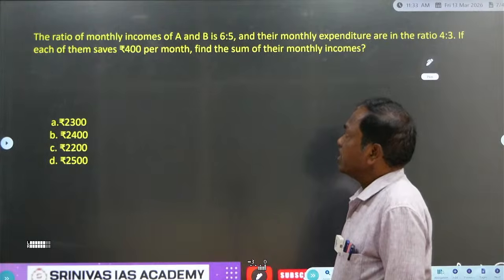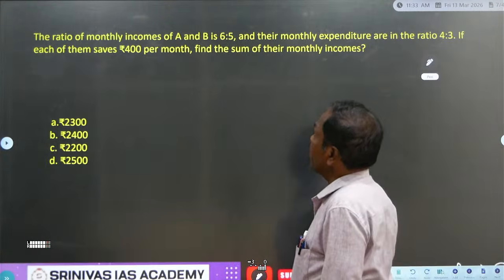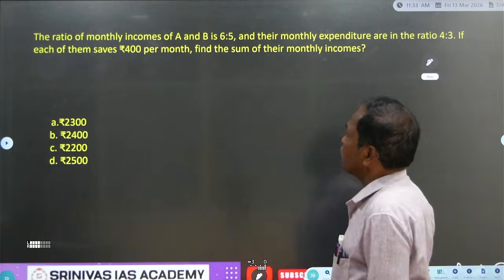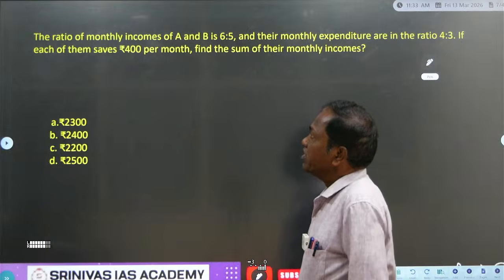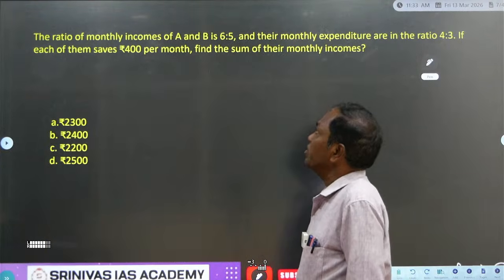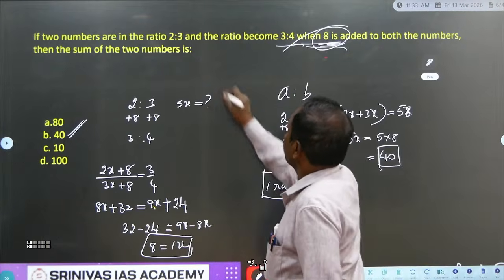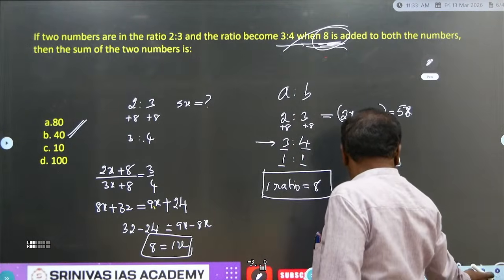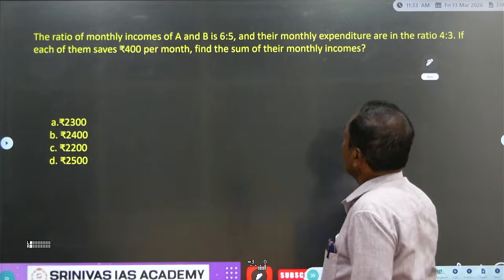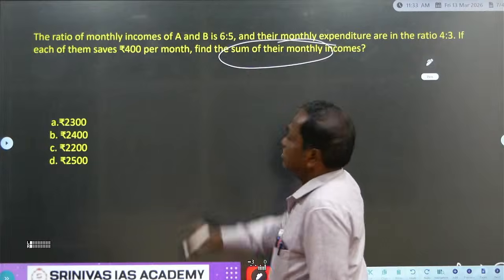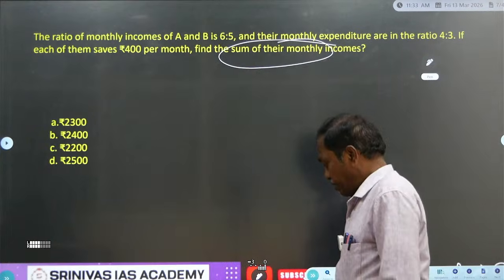Yes, and see that: the ratio of monthly incomes of A and B is 6:5, and their monthly expenditures are in the ratio 4:3. If each of them saves rupees 400 per month, find the sum of their monthly incomes.